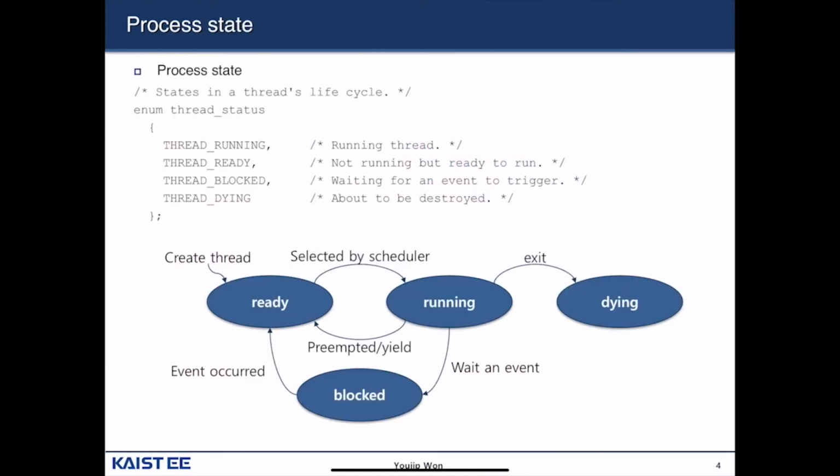There are 4 process states in Pintos operating system: running, ready, blocked, and those are the 3 basic process states. And then there is another state called dying. This is the state where a process stays after it calls exit and before the operating system completely removes all the data structures that have been allocated for the process.